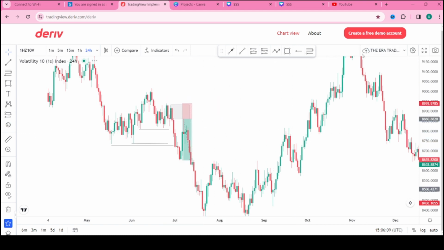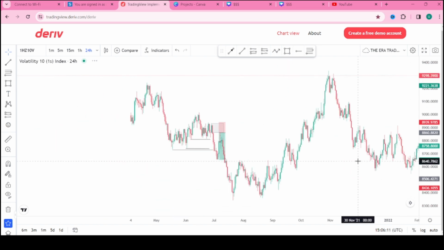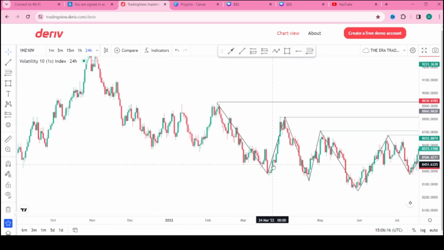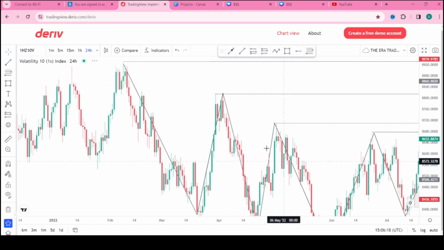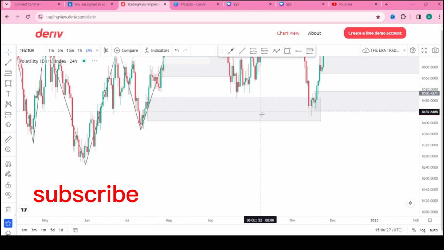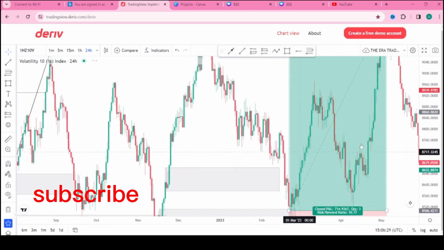I hope this helps you to know how to mark out order blocks that are very valid and high potential, and for you to take very good trades. So go over your chart, check these things, and test them.